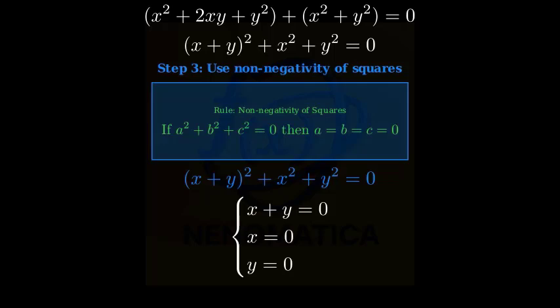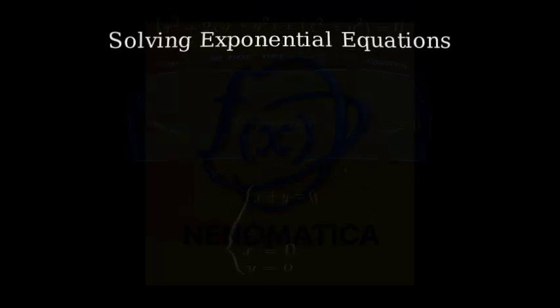Now we're ready for step 4, to conclude our solution. When we have a system of equations, we need to find values that satisfy all the conditions simultaneously. From our system, we have x equals 0 and y equals 0. Let's verify this solution.